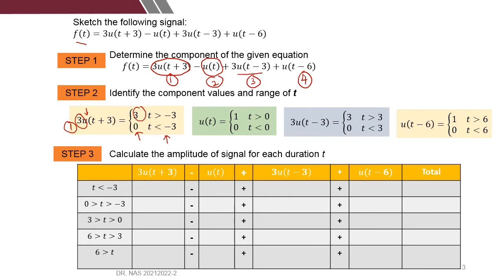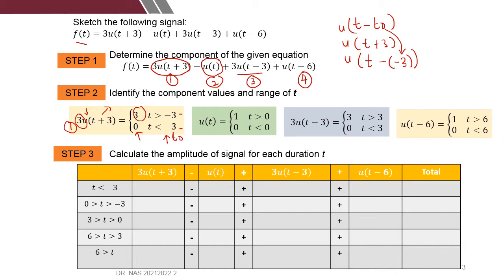So how about the range of t? You need to compare this to the general equation of time shifting, t minus t naught. In this case, you have u(t+3), which is equivalent to u(t minus (minus 3)). So your t naught is minus 3. The range is always less than t naught and larger than t naught.